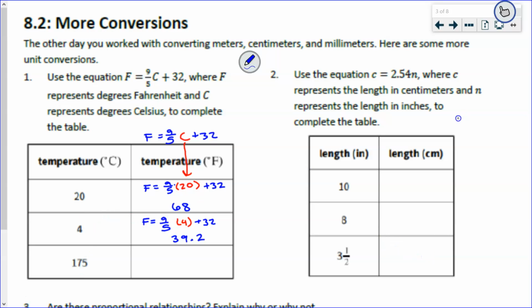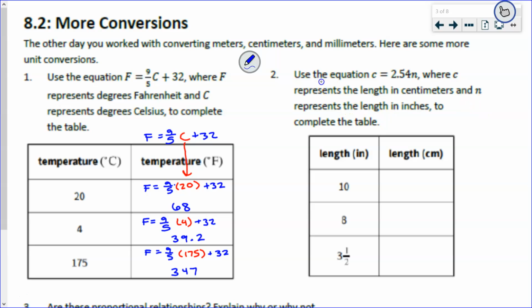And 175 degrees Celsius, again, the same process. F is equal to 9/5 times 175 plus 32. And what did you get, Carter? 347, is that what you said? You guys agree? Okay, awesome. So we were able to use the equation and calculate the temperatures in Fahrenheit for each one of these temperatures in Celsius.